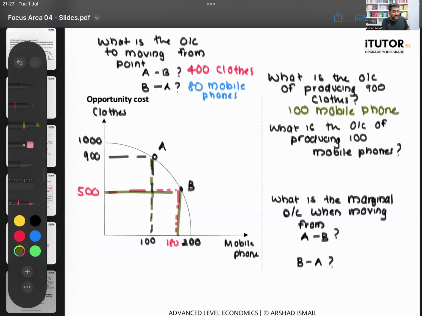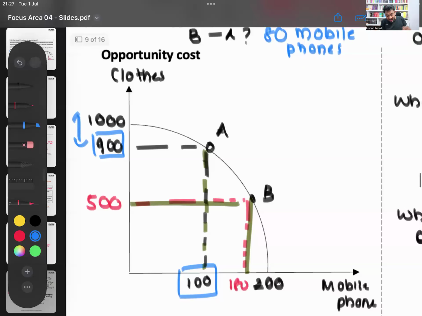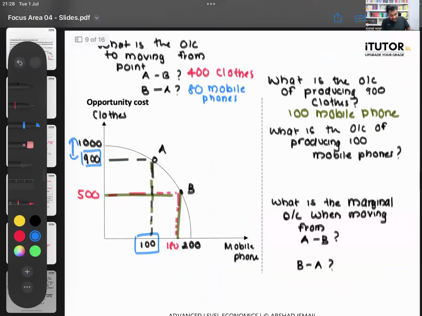My next question is asking, what is the opportunity cost of producing 100 mobile phones? Because I am producing 100 mobile phones, I can produce 900 clothes. How much of clothes can't I produce? What you can't produce is the opportunity cost now. So the answer there would be 100 clothes.